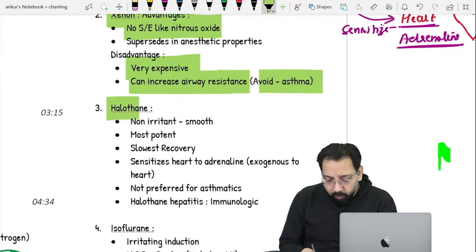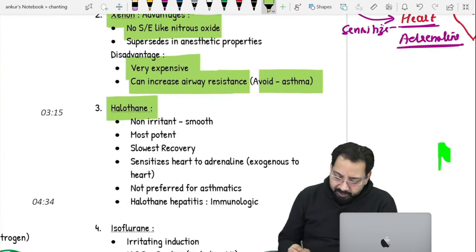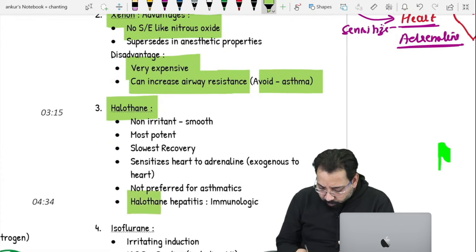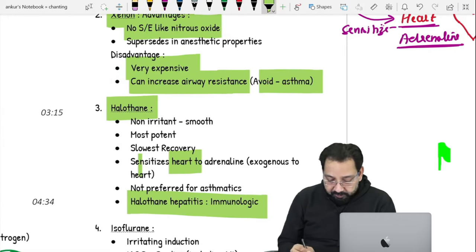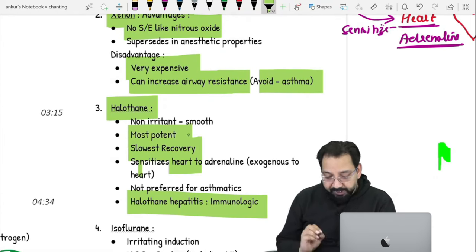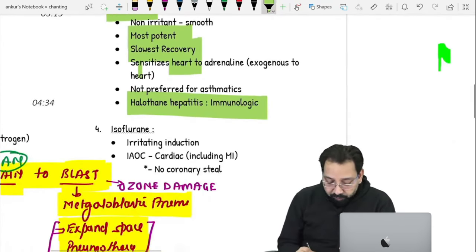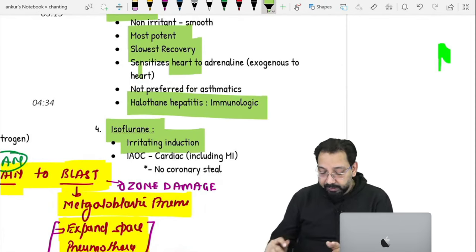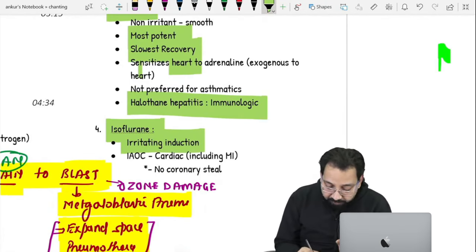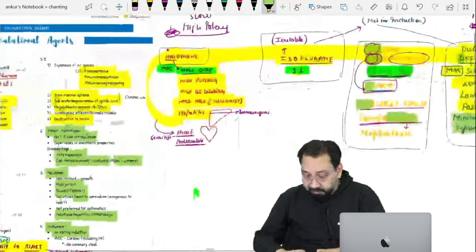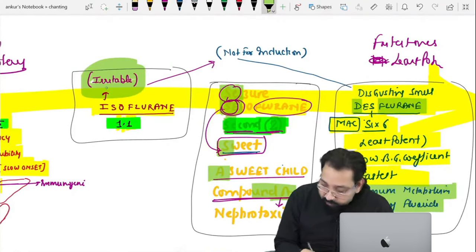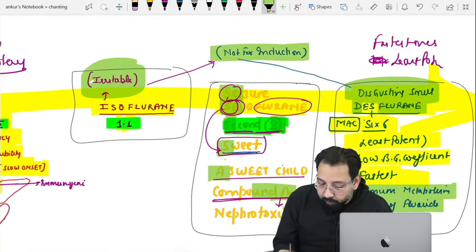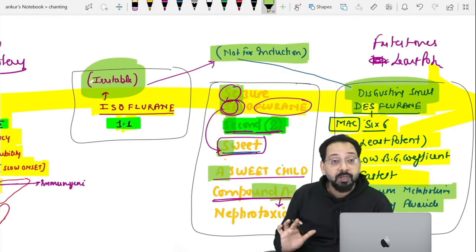What about halothane? Halothane, yes, I have already discussed halothane. Yes, causes hepatitis, immunogenic, H4 hepatitis, heart sensitization. Yes, slow recovery, slow onset. Yes, most potent, highly potent. Isoflurane, yes, isoflurane I4 irritating, induction. So you will remember, yes, this is irritable, disgusting smell, so not for induction. It should not be used for induction. Clear?